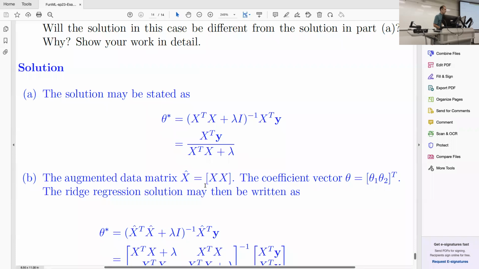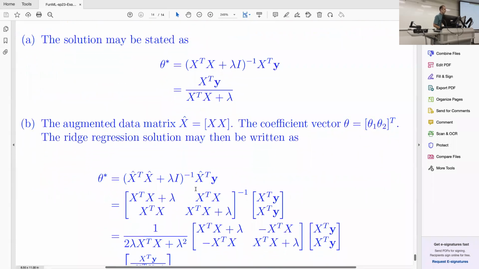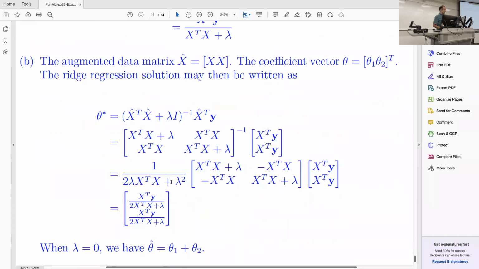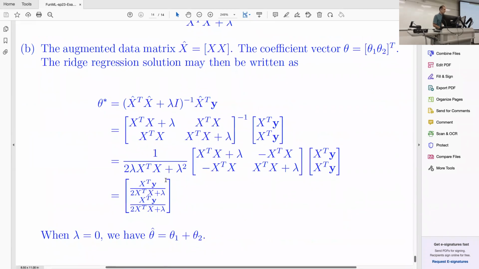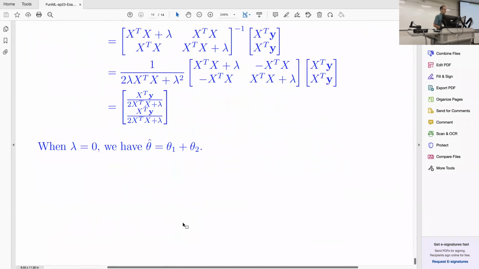And then part B, this is normal equations, right? In part B, that's where you have the 2 dimensions. So now you have a 2x2 matrix in here. Either you do it this way, or you simplify it to this one, then it's very obvious. Only when you have lambda equal to 0, then theta hat will be equal to theta 1, theta 2 in this case. But that's about it. Any questions about the exam?